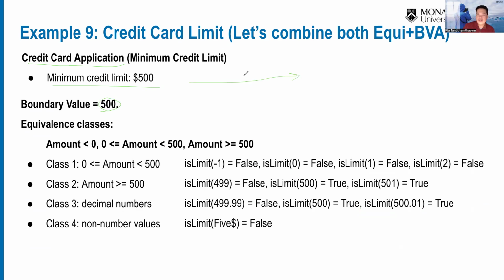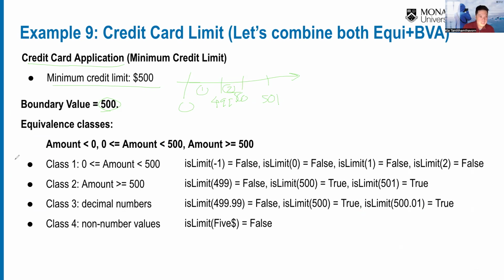Let's draw this line, and you have 500 here. What I would test is 499, and another one is 501. And because the credit limit cannot be less than zero, I would have another partition here. So how many partitions do we have?